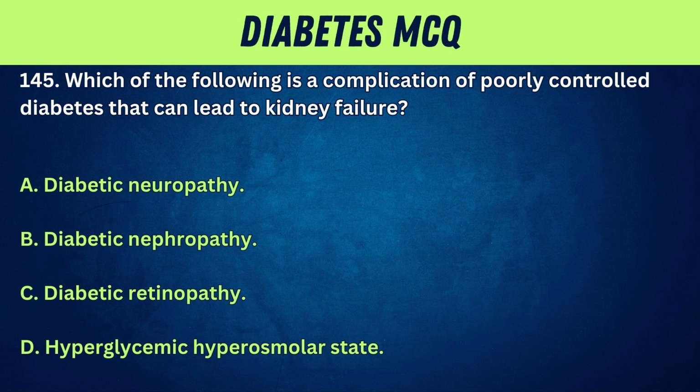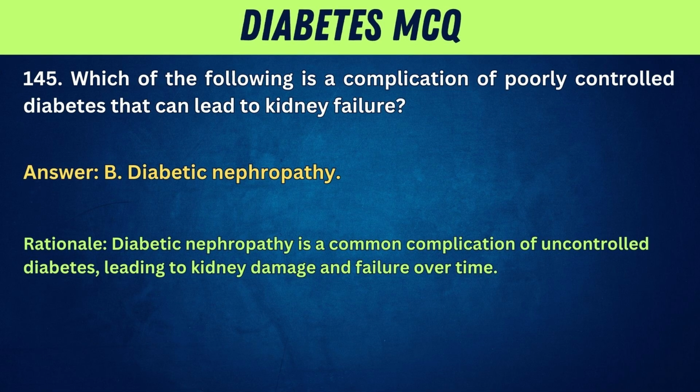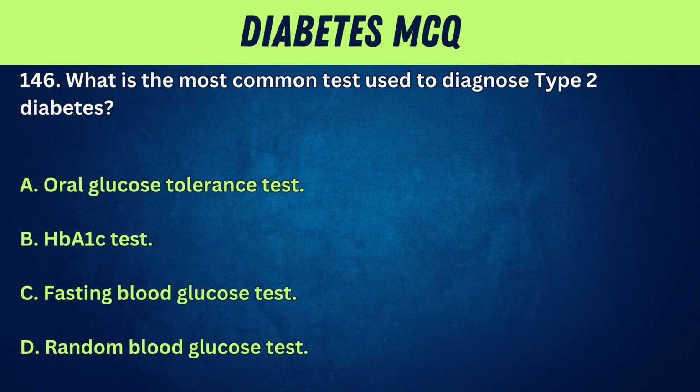145. Which of the following is a complication of poorly controlled diabetes that can lead to kidney failure? A. Diabetic neuropathy. B. Diabetic nephropathy. C. Diabetic retinopathy. D. Hyperglycemic hyperosmolar state. Answer: B. Diabetic nephropathy. Rationale: diabetic nephropathy is a common complication of uncontrolled diabetes, leading to kidney damage and failure over time.